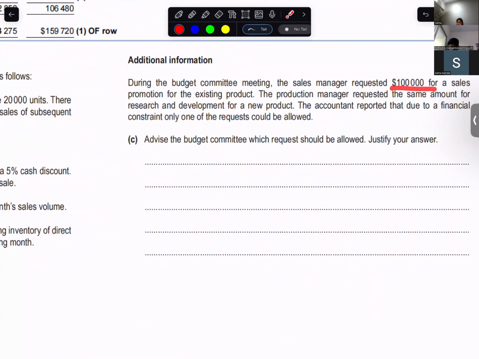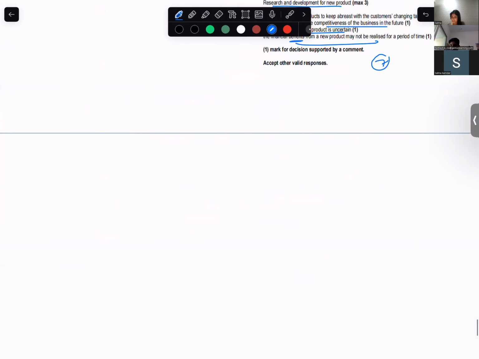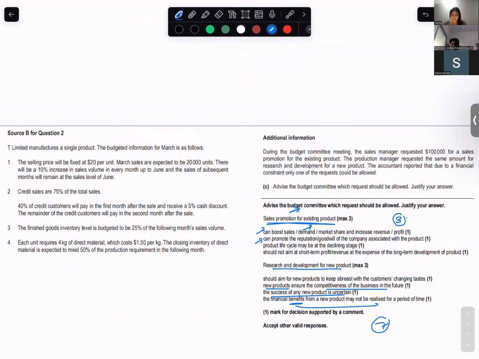So advise the budgeting committee what they should do. I'd say that they should go for a new product, because the existing product may already be at a declining stage and may ultimately move out of the market. So this is what you can advise, and 1 mark you get for advice, and this is a total of 7 marks. So with this we complete October November 23 paper 42 question source B.